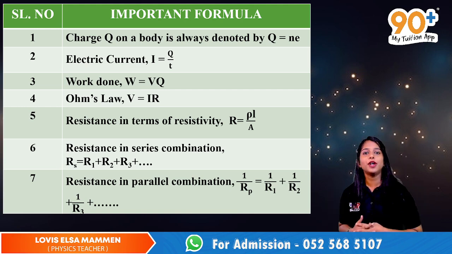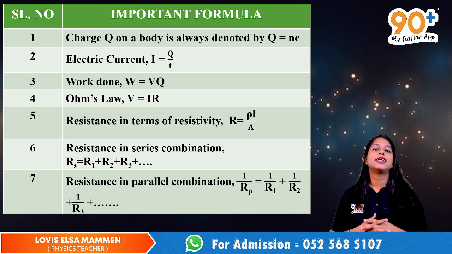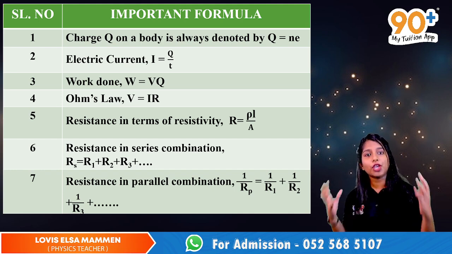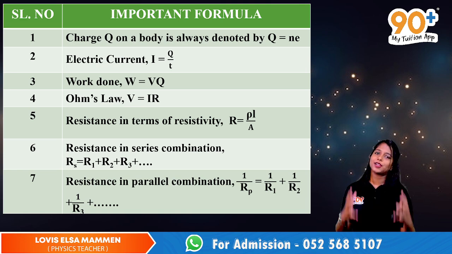Now the third one is about work done. Work done is represented as W, which has the equation W is equal to V into Q, where V is the potential difference and Q is the charge.